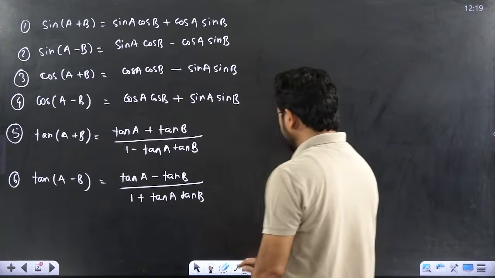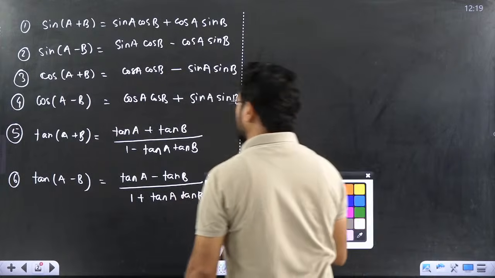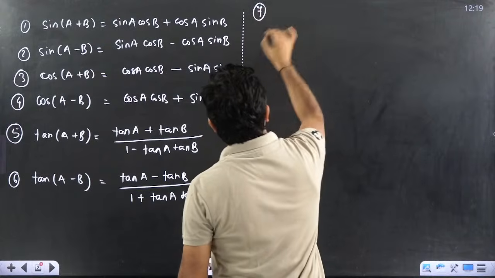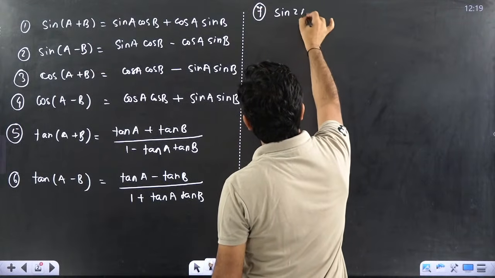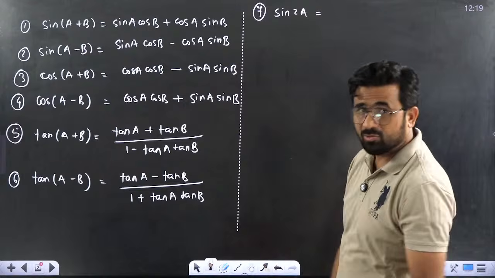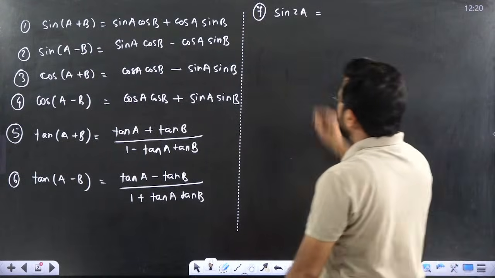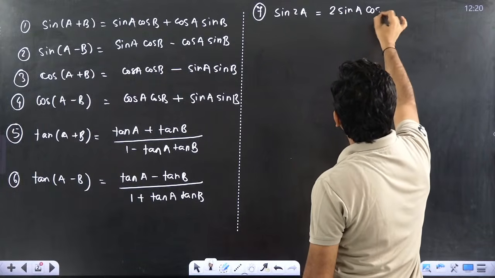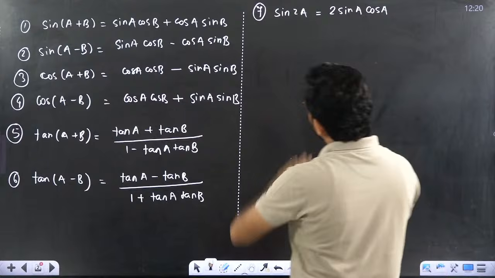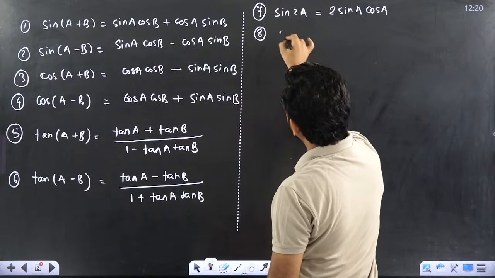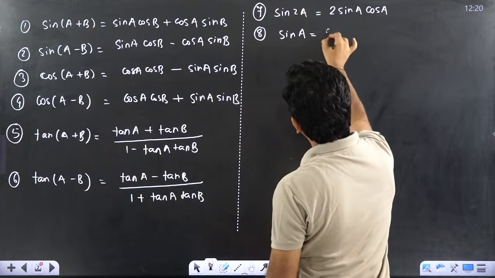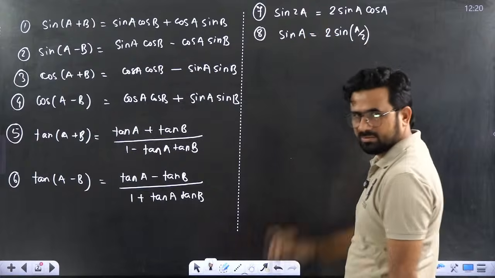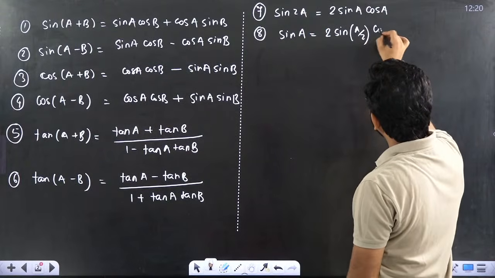Next I am telling you, beta, after this, the seventh formula. Sine of 2A, the double angle formula as we call it, sine 2A is equal to 2 times sine of A into cos of A. Sometimes we use the half angle formula, a similar formula: sine A can also be written as 2 times sine of A by 2 into cos of A by 2. Same thing, just the half angle.